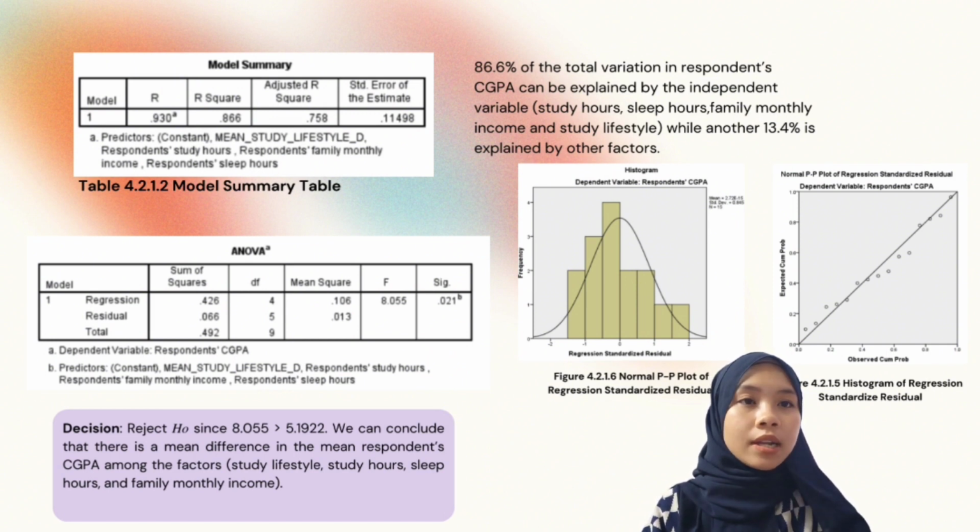As you can see on the slide, for the histogram, we can say that the residual is normally distributed, and the P-P plot is also normally distributed since it lies along a straight line.